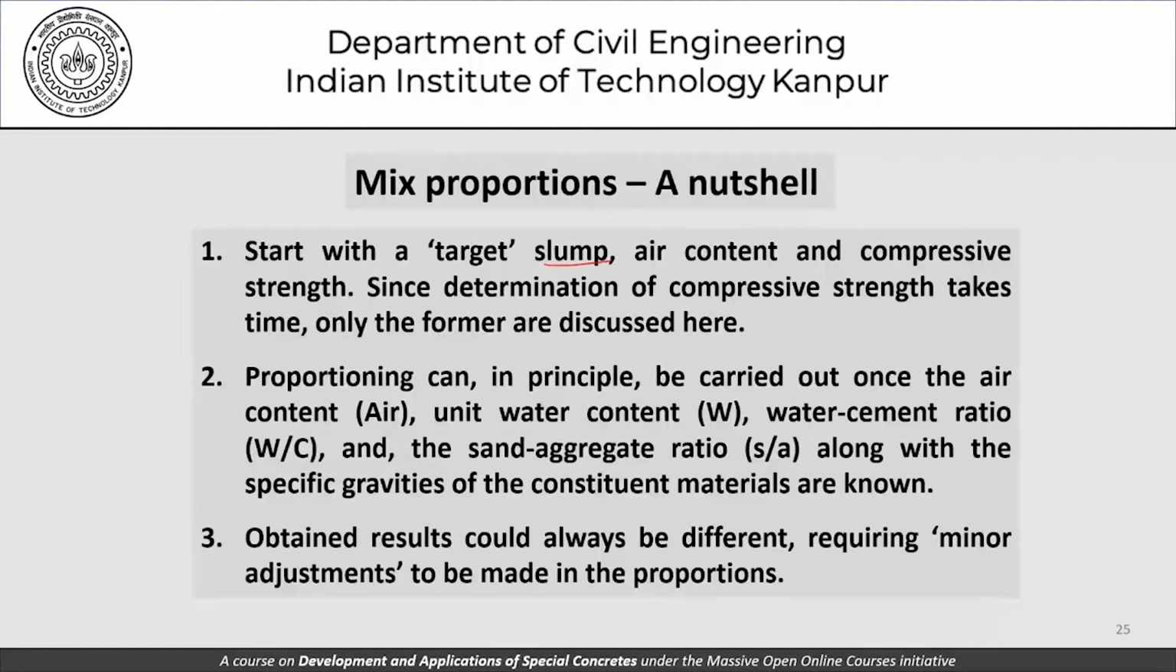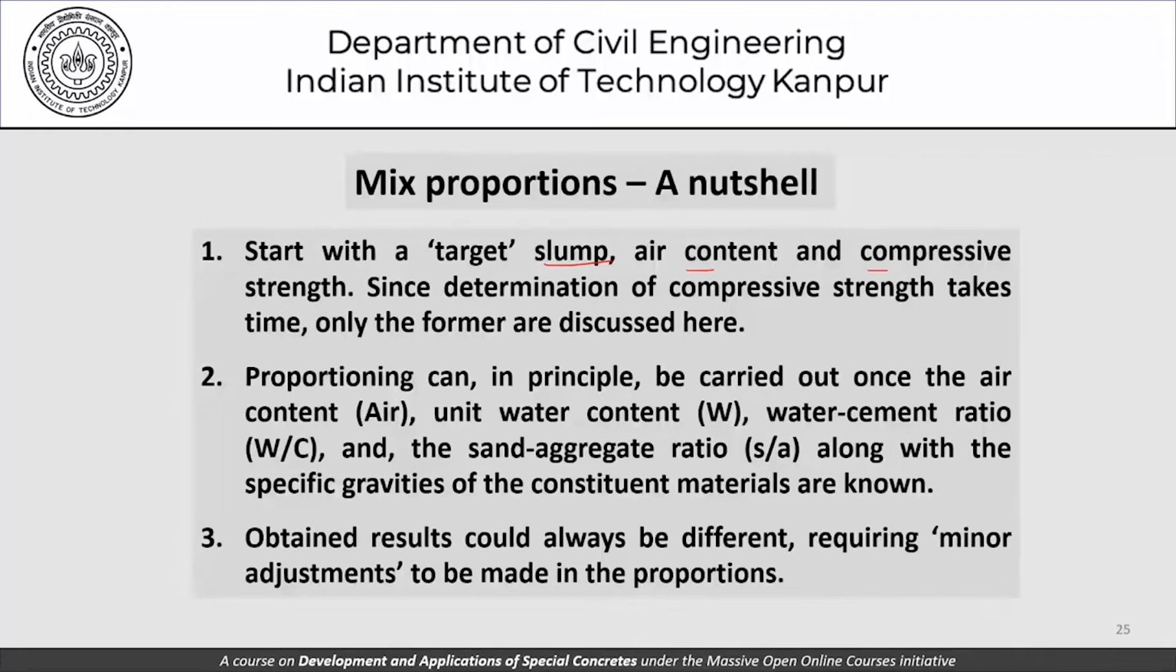The compressive strength part of it will have to be taken care of separately, and that's much simpler. You can do it once you understand the whole idea of proportioning. It's much simpler to do that. Proportioning can in principle be carried out once the air content, the unit water content and the water cement ratio and the S by A is known along with the specific gravities.